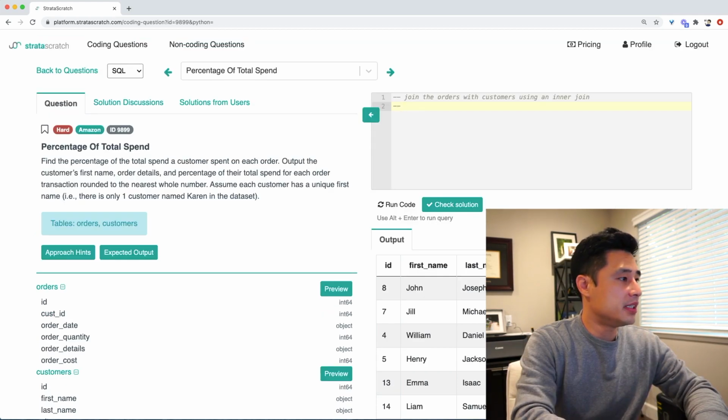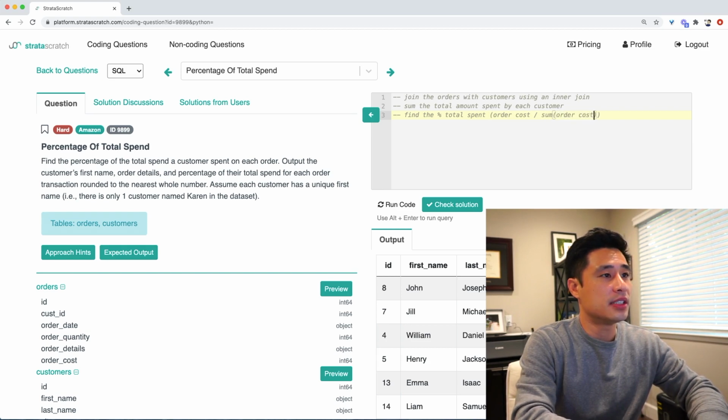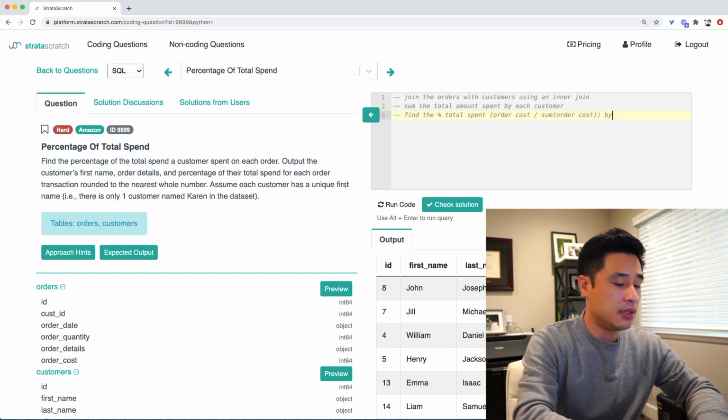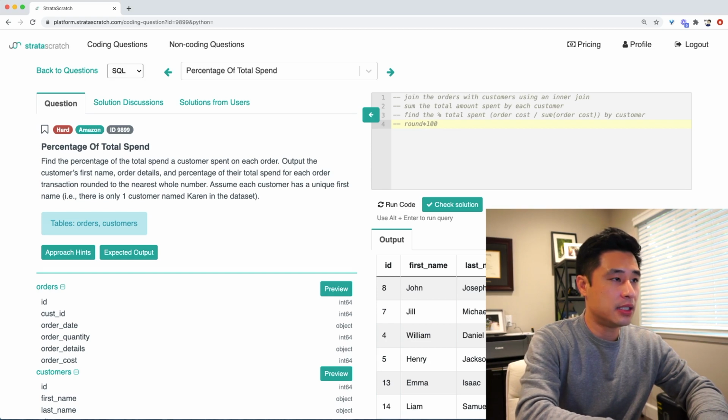The second step would be to sum the total amount spent by each customer. Then the third step would be to find the percent total spent. So that's essentially order cost divided by the sum of order cost, right? The total amount spent by customer. And lastly, turn that into a percentage by multiplying by 100 and then round what you get to the nearest whole number.